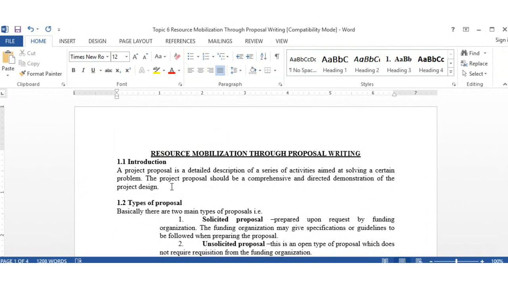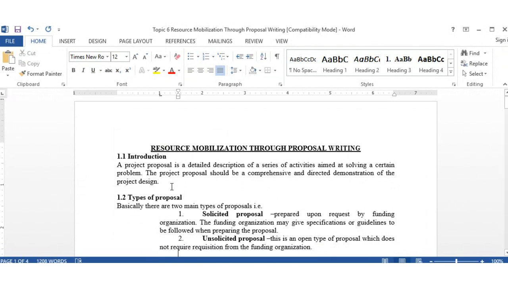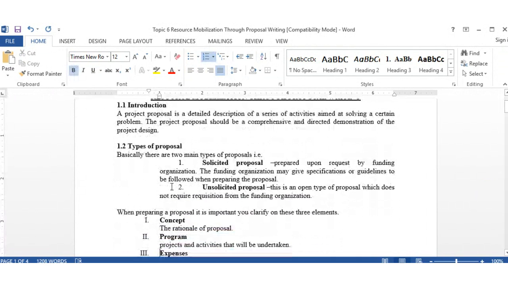Now, there are basically 2 types of proposals. One is solicited, meaning that a company comes up and asks you, it's looking for people to fund. So a company like Safaricom can tell you, we would like to fund people who have solutions for a problem like lack of textbooks to children in primary schools. So that is solicited. They actually come and ask you.